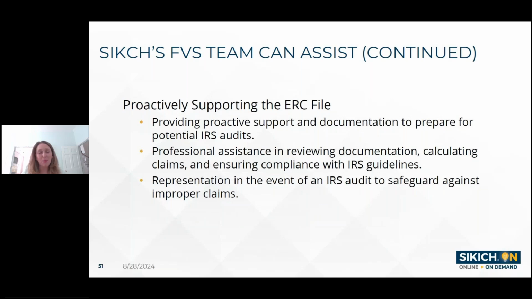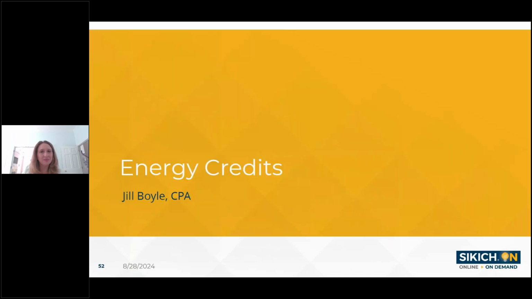And then as I mentioned, be proactive. So that is something that Sikich could help with as well, pulling a file together, getting everything in one place that supports your eligibility, the calculation was done properly, and having all of your documentation supported and ready to go in case the IRS ever does come to look for additional information or perform an audit. So that is a high-level overview of the ERC program, the highlights of what's going on in the news regarding the program, and then how we as a firm can help anyone who has received an ERC payment or has an application outstanding. So now Jill is going to move on to energy credits.